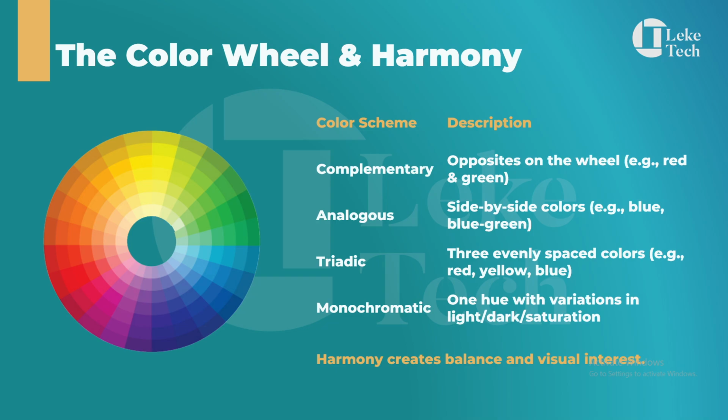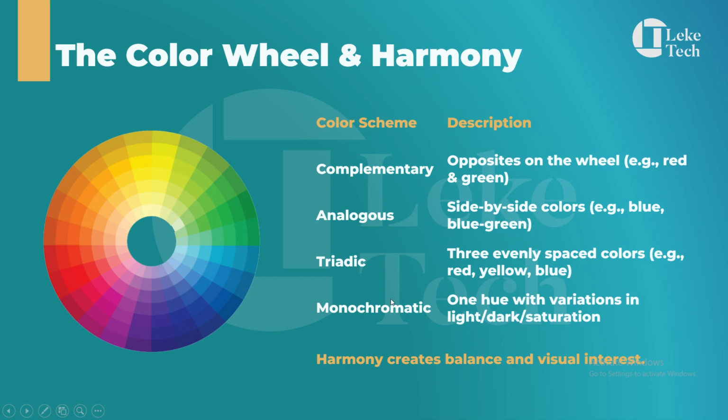So we have the triadic, three evenly spaced colors. Example, red, yellow, and blue. So you see that it forms like a triad, right? You have one line like this, another line here. So it forms like a triad. You understand? So three evenly spaced colors. It's like when you take a circle and divide the circle into three equal parts. For example, like this, and then you cut here and here. So this color here, this color here, and this color here, you can match them together. So that's the triadic color scheme.